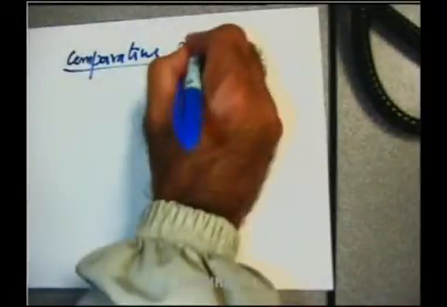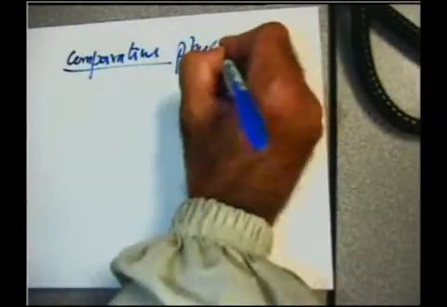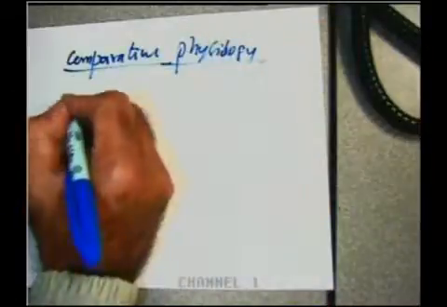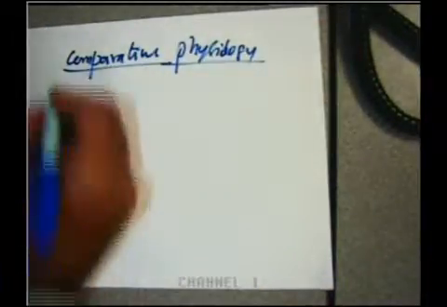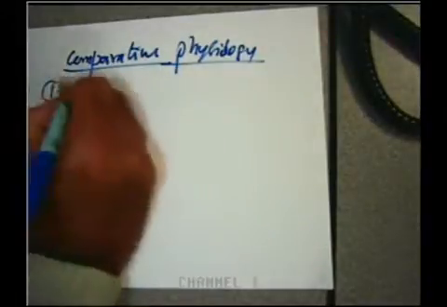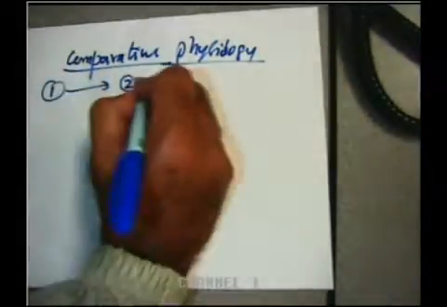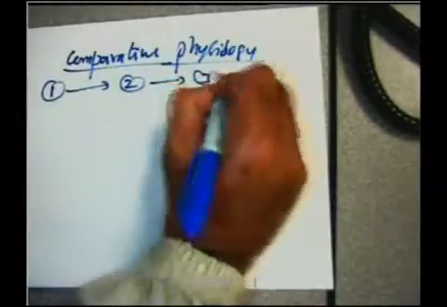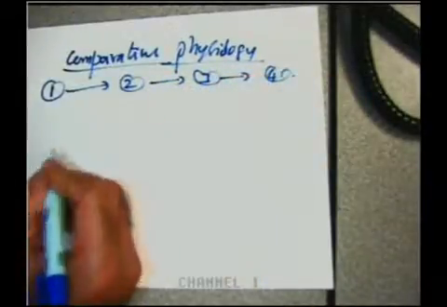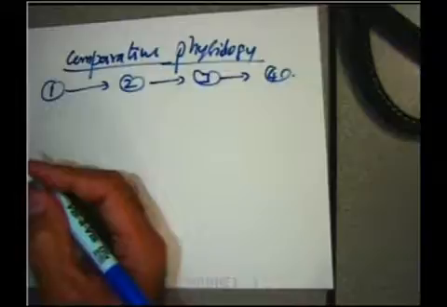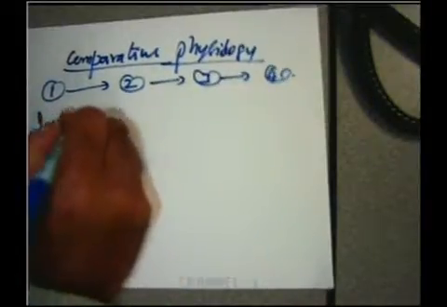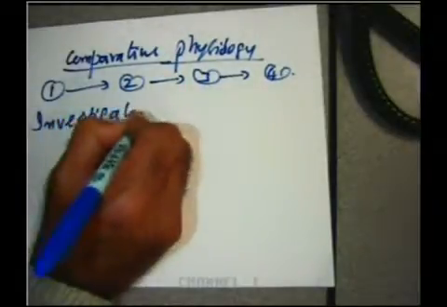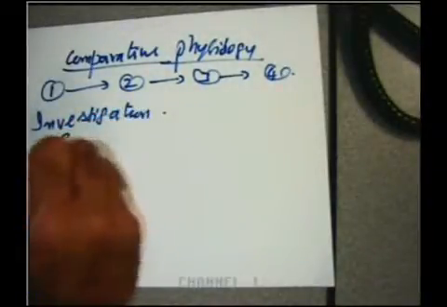Comparative physiology is how one organism is different from organism 2, and 2 is different from 3, and 3 is different from 4. Why do we need to study all this? Number one, we need the investigation perspective and scientific curiosity.